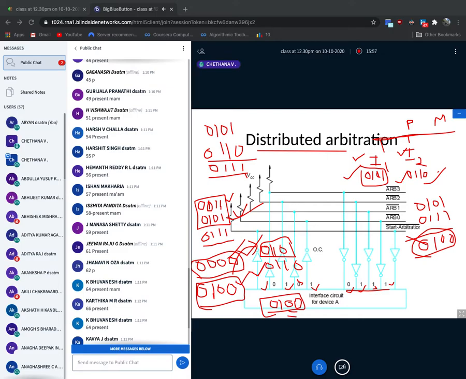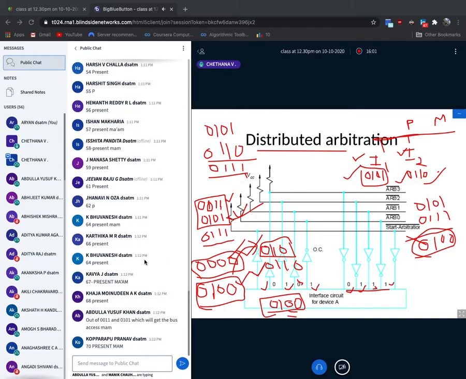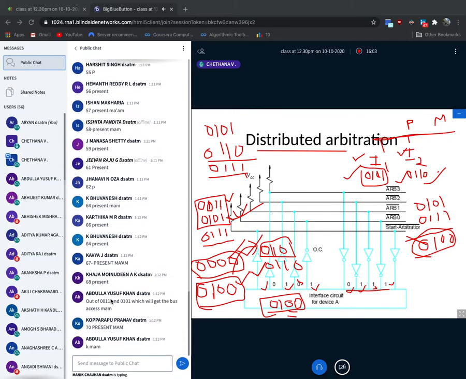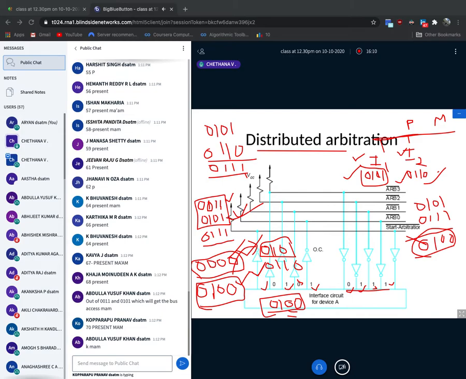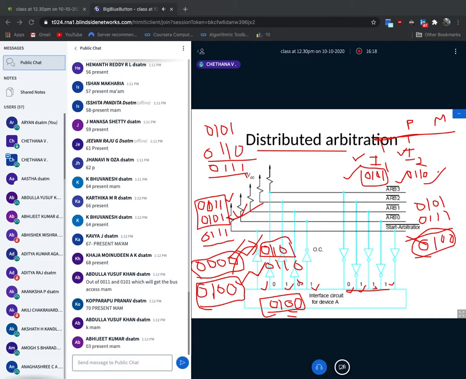One second, Yusuf, I'll come to you. Just a second, I'll note down that value and give you the answer. I'll take attendance by that time. For 0101, Yusuf, 0101 is there, so for that it will get the access. Actually, as per my knowledge, that's correct. Let me check one more time. I'll calculate it.